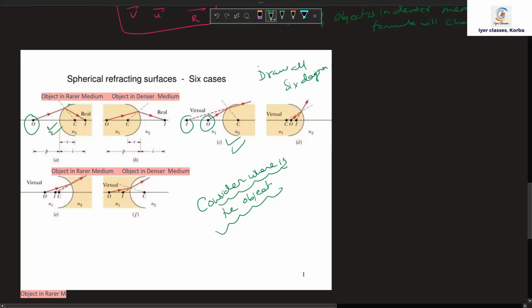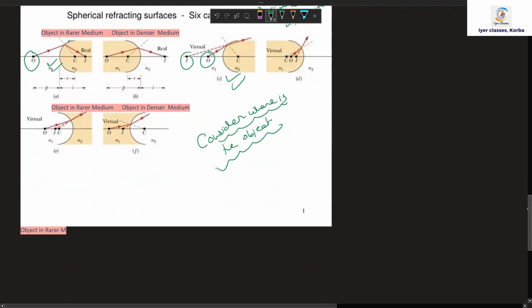Now within 1 minute my Zoom will end. So what should we do? Reconnect. Okay. Any doubt in this? No ma'am, everything is clear. Clear. So you have to go and do it.